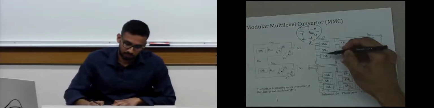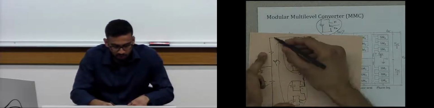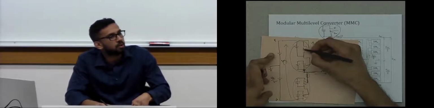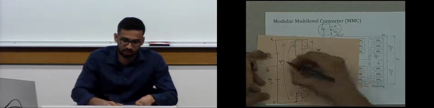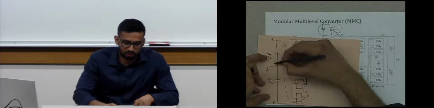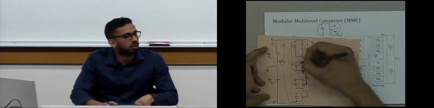So instead of this output voltage switching all the way between VDC and 0 with respect to N here, what will happen is some of these submodules will be inserted and bypassed. So then this voltage here, with respect to ground, will be VDC by 2 minus the voltage of the number of submodules that are inserted. Okay.